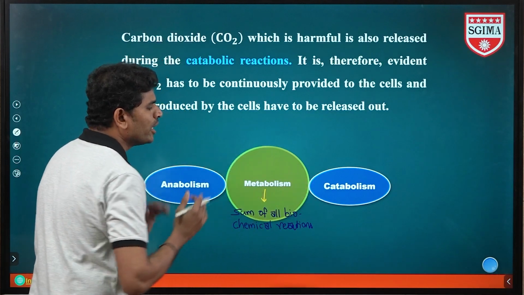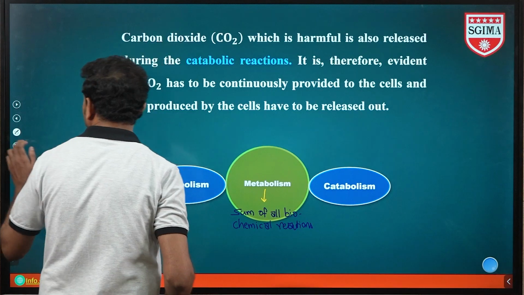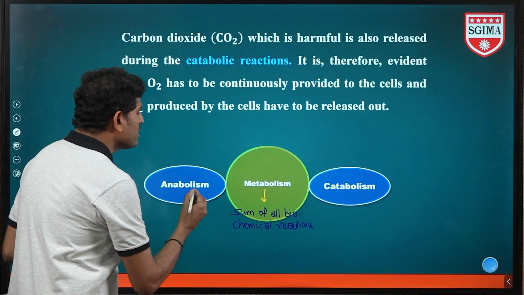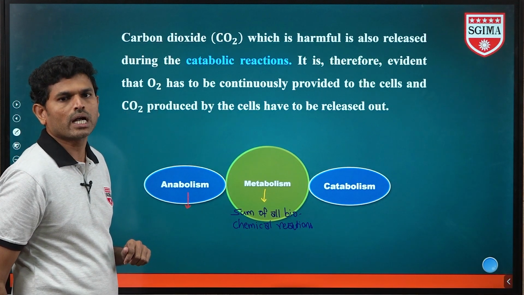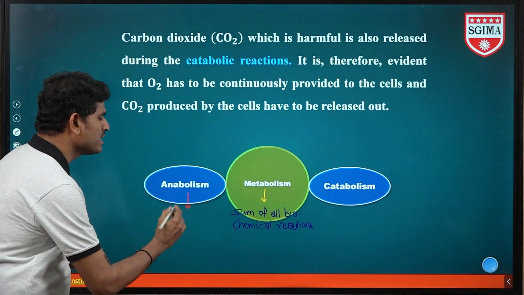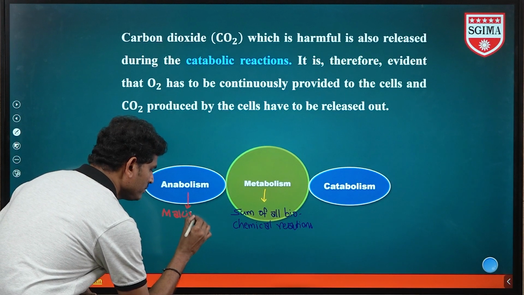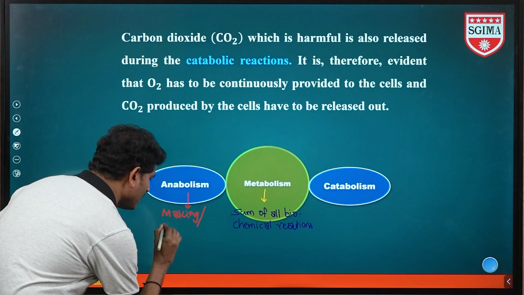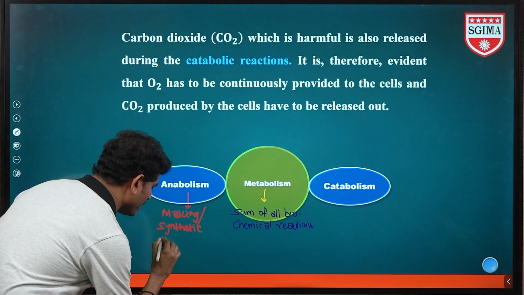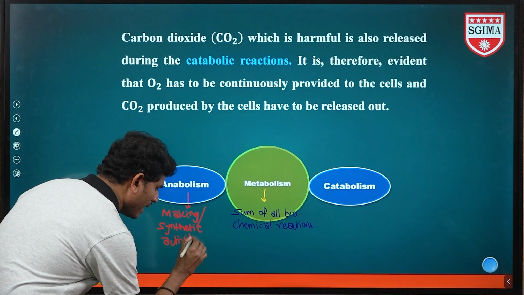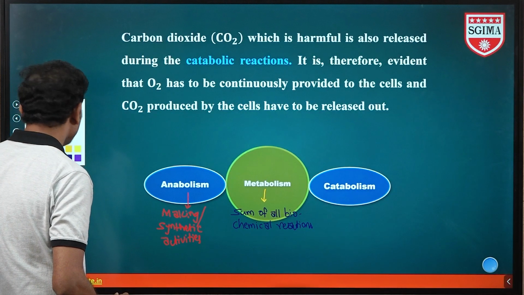Now this metabolism includes two categories, that is anabolism and catabolism. So let us see what is anabolism. Anabolism is nothing but the constructive work of the organism, or synthetic activities, or making activities in the organism. Synthetic activities occurring in the organism are known as anabolic reactions or anabolism.